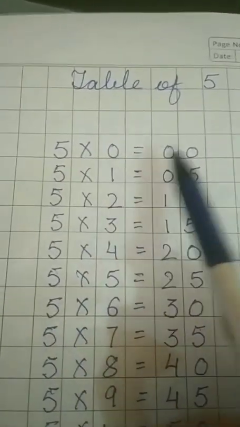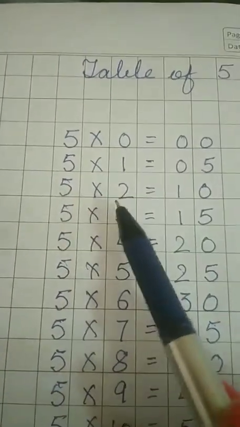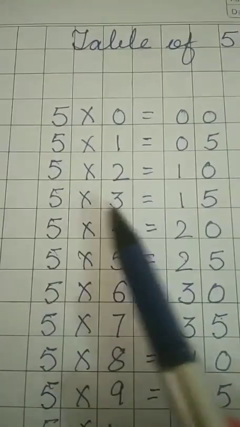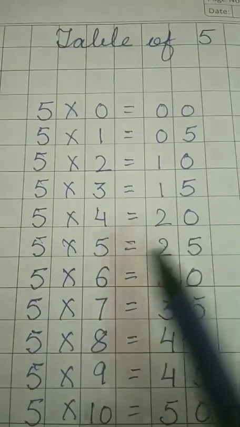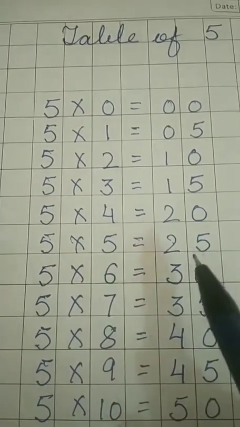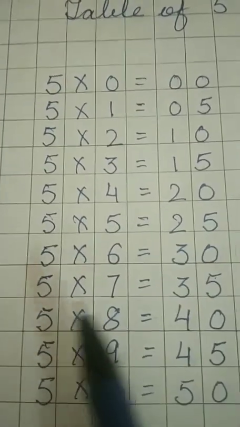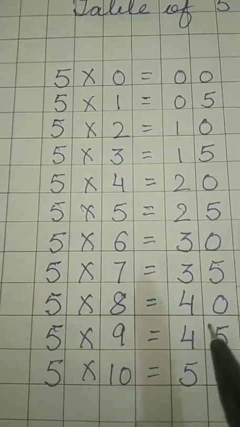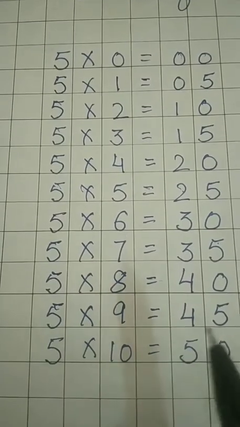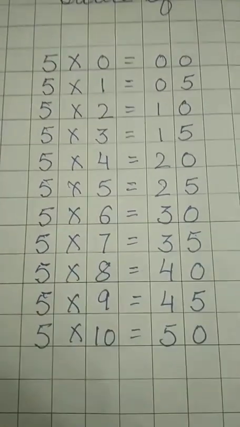So let's revise again. 5 zeros are 0, 5 ones are 5, 5 twos are 10, 5 threes are 15, 5 fours are 20, 5 fives are 25, 5 sixes are 30, 5 sevens are 35, 5 eights are 40, 5 nines are 45, and 5 tens are 50. So children, this is your maths work, okay?